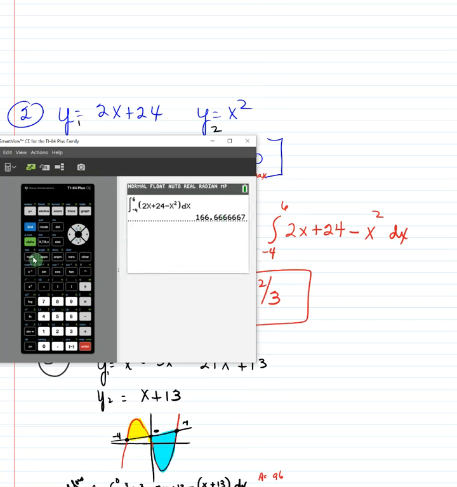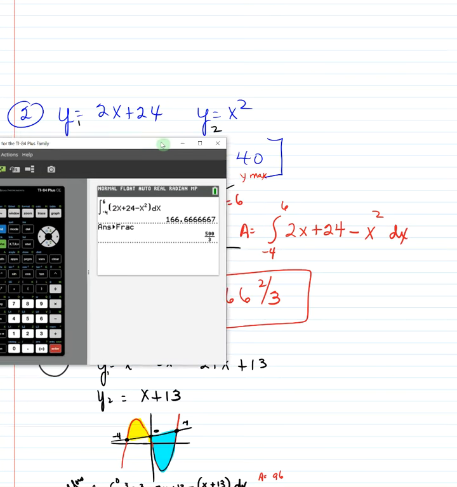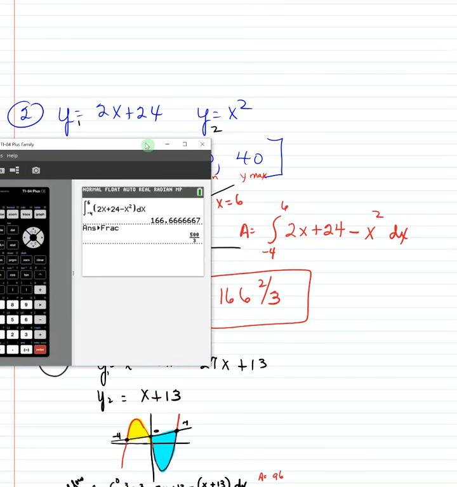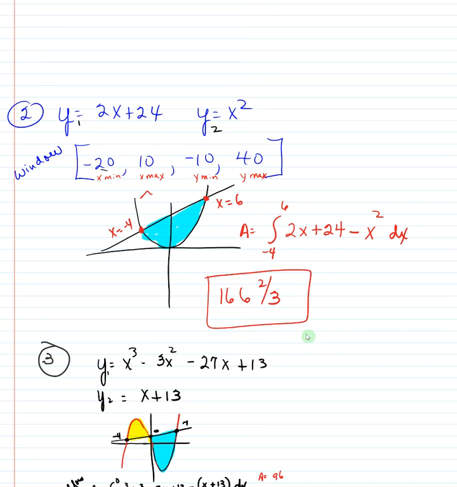Let's change that to a fraction. Math and enter on fraction. And we get 500 over 3. Maybe they want a mixed number. If you divide 3 into that, you do get 166 2/3. I'm not sure what it's going to require on your actual homework question, but that is how we would do that. All right, that's number 2.